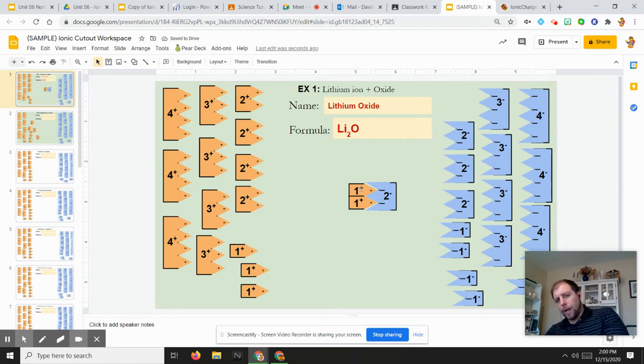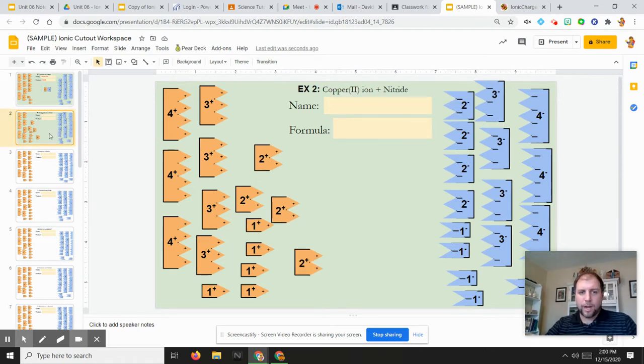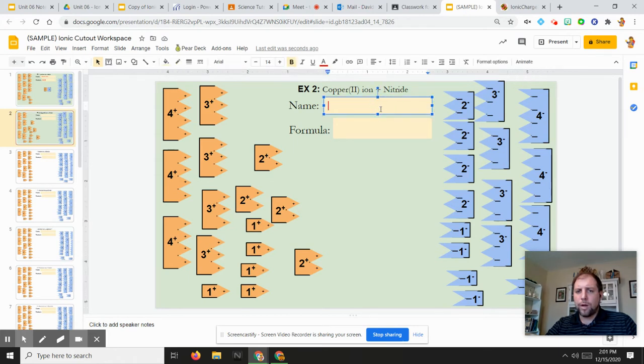Again, we're combining positive ions and negative ions in order to cancel out their charges. Let's try another one, okay? Copper 2 ions and nitride. Well, the naming is simple. Again, it's just the first one and then the second one. So the name is copper 2 nitride.